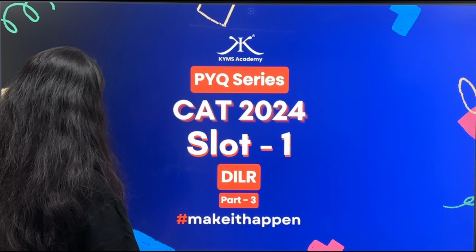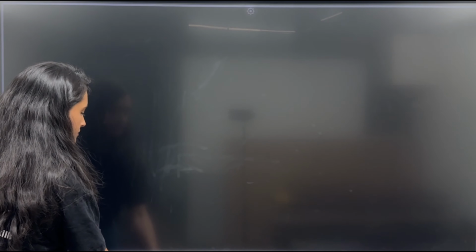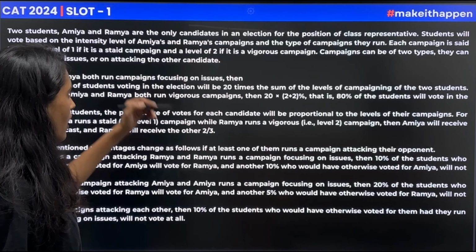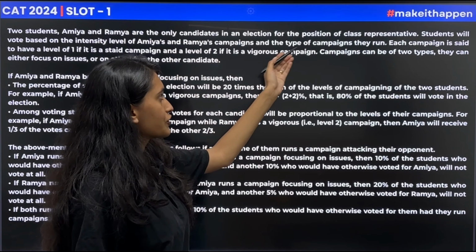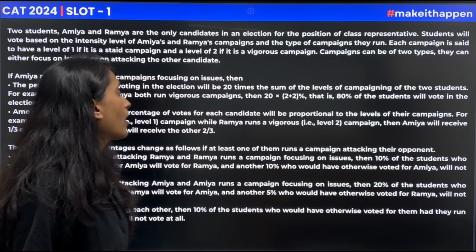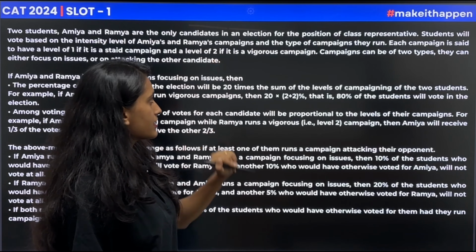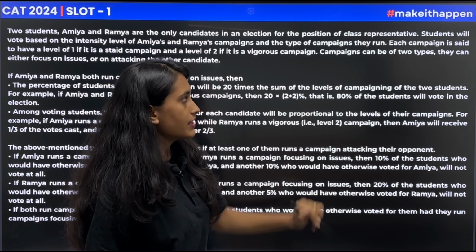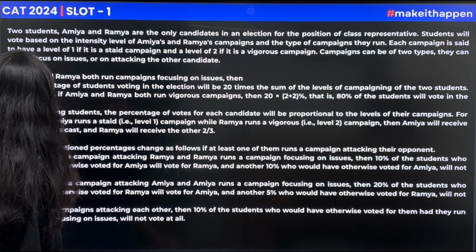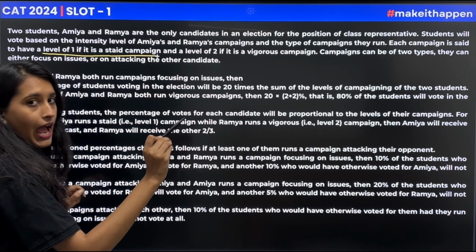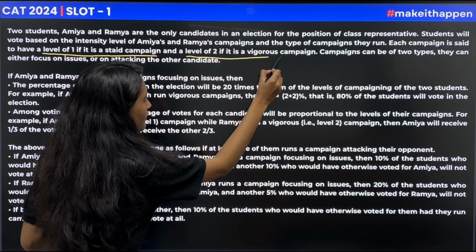So let's see what the next question says. Two students, Amya and Ramya, are the only candidates in an election for the position of class representative. Students will vote based on the intensity level of Amya's and Ramya's campaign and the type of campaigns they run. Each campaign is said to have a level of 1 if it is a state campaign and a level of 2 if it is a vigorous campaign.